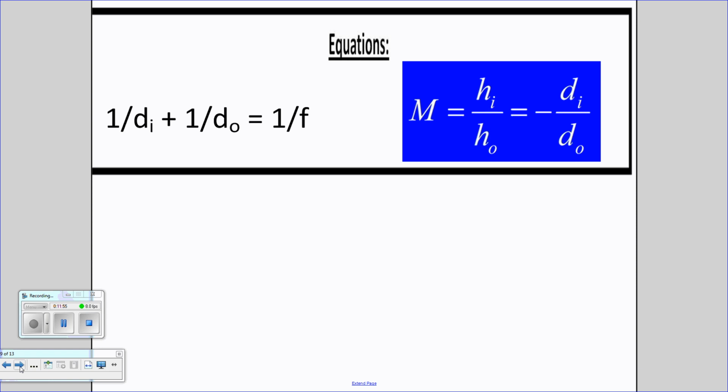Now, lens diagrams, they changed a little bit. Equations, not so much. We still have 1 over di plus 1 over do equals 1 over f. And our magnification is equal to hi over ho, which equals negative di over do.